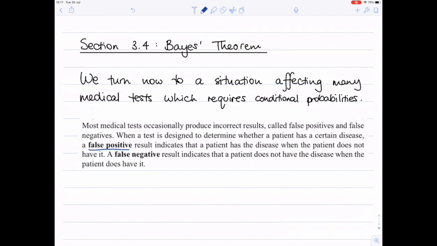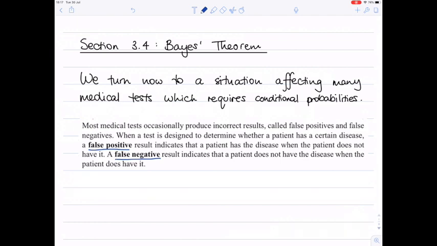The other thing that could go wrong with a test is if the patient does have the disease, but the test says that they don't. This situation is called a false negative. This also obviously has negative repercussions because the person's not going to start receiving the treatment that they need. They might, if it's a disease that can be passed on, pass it on to other people because they don't realize that they have it, things like that.